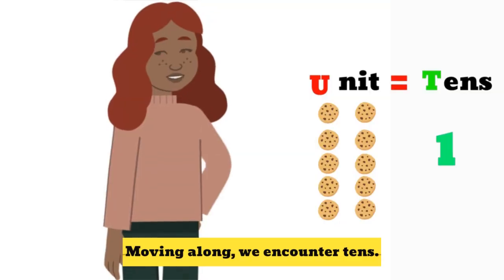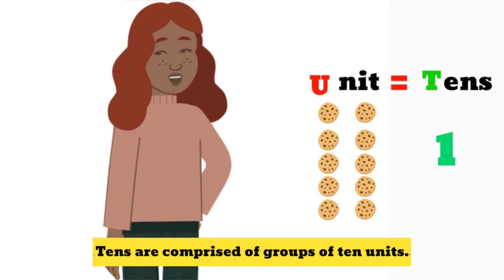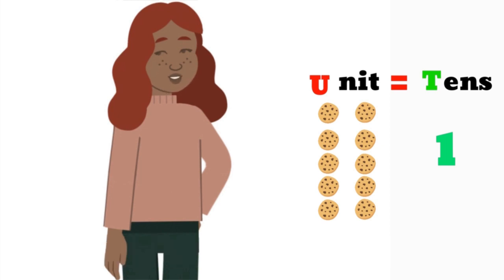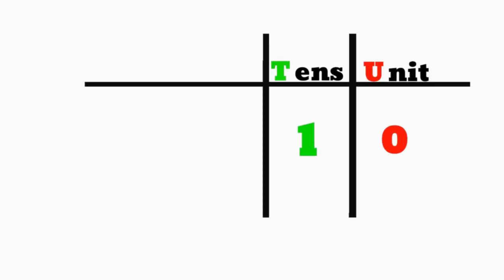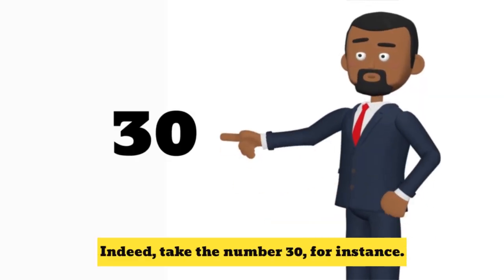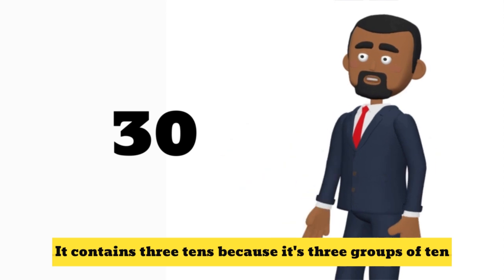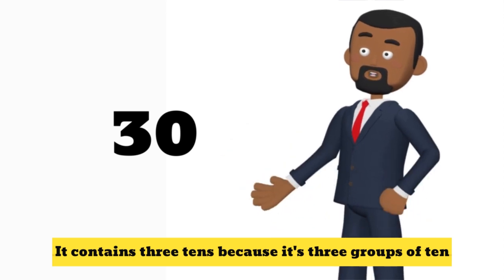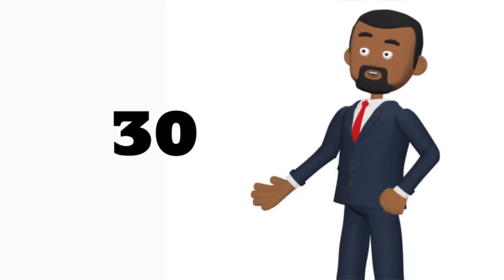Moving along, we encounter tens. Tens are comprised of groups of 10 units. Indeed, take the number 30, for instance. It contains 3 tens because it's 3 groups of 10 units each.